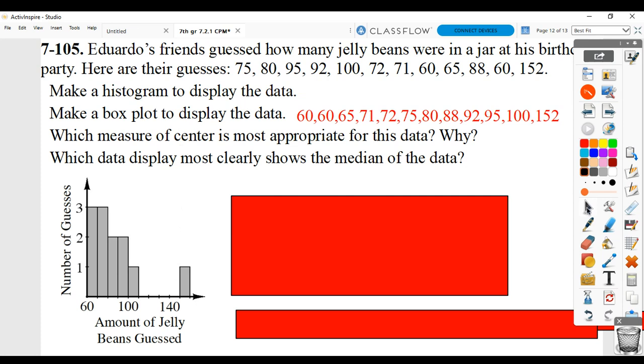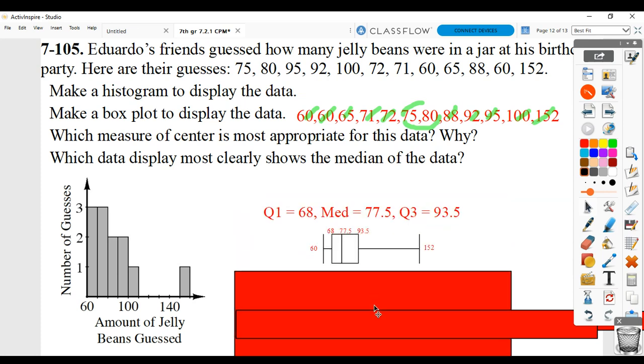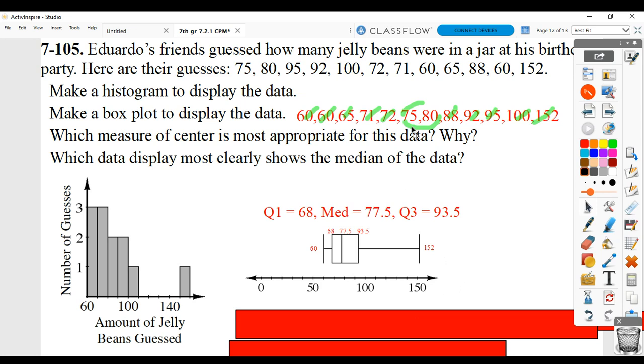When you do the box plot, remember you need to start by, again, finding the median. So that's why we need to have these numbers in order so we can pick out the median. All right. And then you need to find the quartile 1, which is the median of the first half, quartile 3, the median of the second half, and make your box plot. So what we get is halfway between 75 and 80 is a median of 77.5.